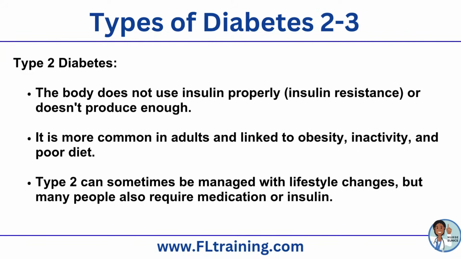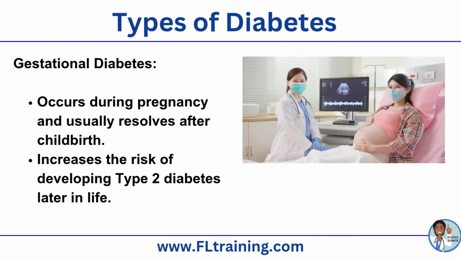In type 3 diabetes, a lot of the professionals are now calling that Alzheimer's disease. So when the sugars have gone uncontrolled for too long, type 3, that's when you start having long-term or chronic cognitive issues. An additional type of diabetes is gestational diabetes, and this occurs during pregnancy and usually resolves after childbirth. It increases the risk of the mother developing type 2 diabetes later in life.